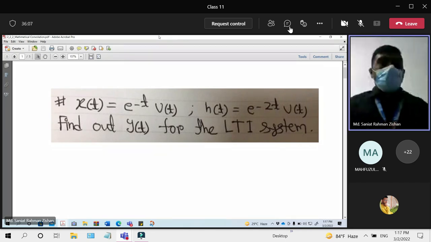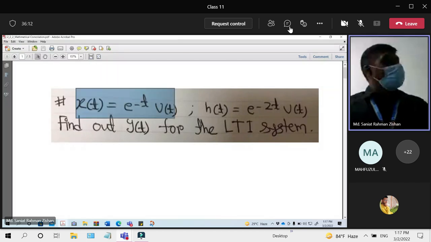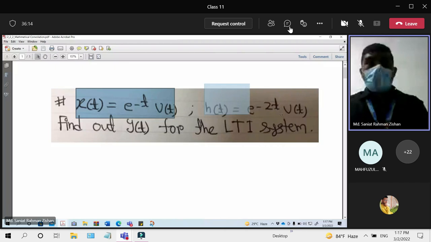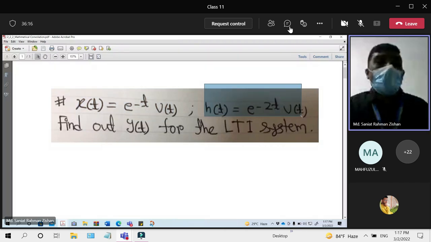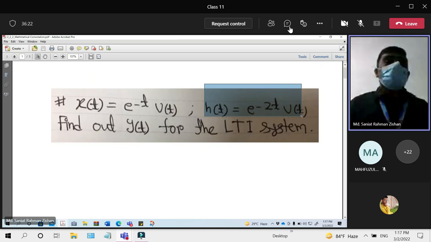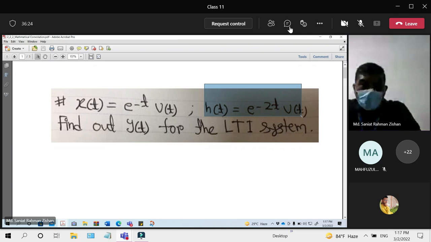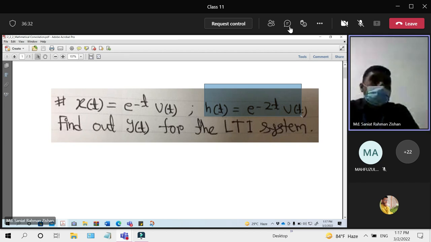But this time what is the problem? xt is given, ht is given, and none of them are delta functions. This is our big problem. But somehow we need to solve it. xt equals e to the minus t ut, ht equals e to the minus 2t ut. Find out yt for the LTI system.